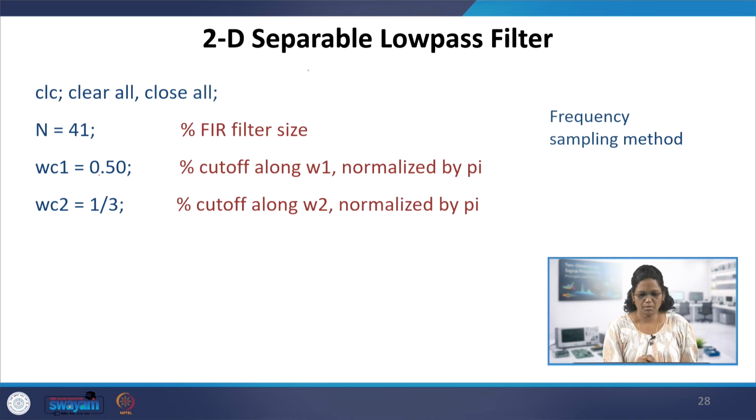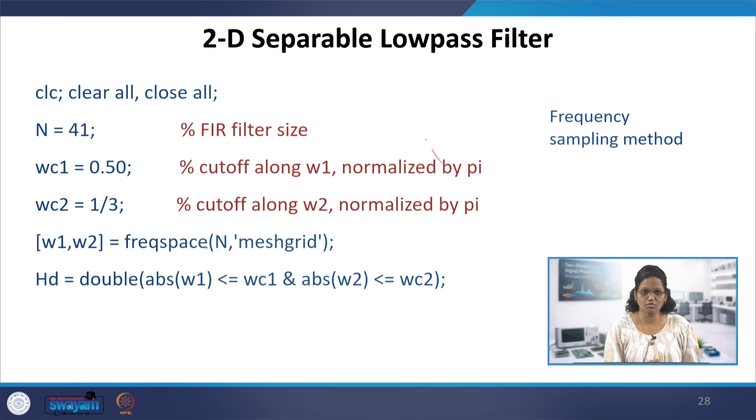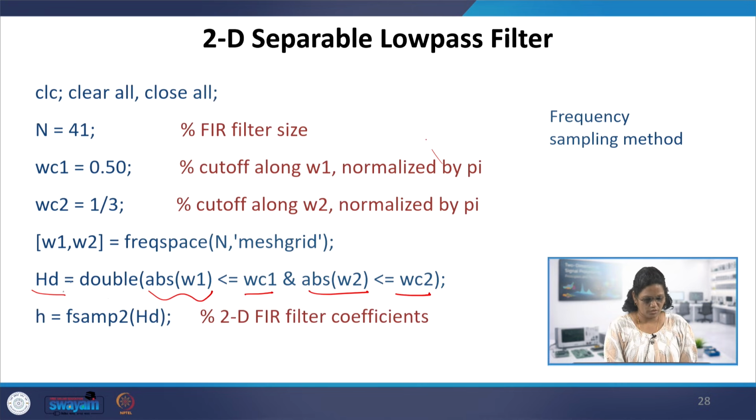So taking the separable frequency response, here hd is nothing but the separable response. When we create it in frequency space, you can see hd is defined with the absolute of omega 1 less than omega C1 and the absolute of omega 2 less than omega C2. These regions have to be taken care of. That is, for omega 1 and omega 2 less than or equal to omega C1 and omega C2, the values should be 0, and the other values should be 1. That's what hd specifies.